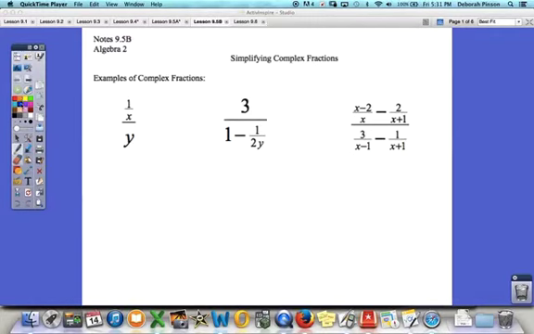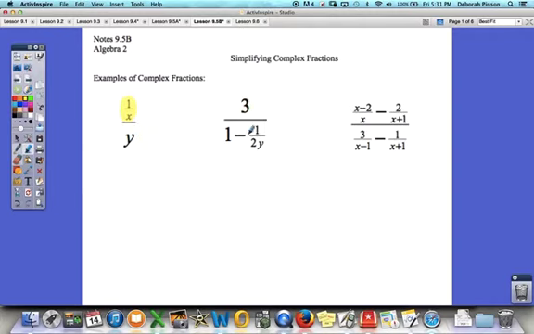Okay, so today in 9.5b, we're going to look at something that's called complex fractions, and basically we'll be simplifying those down. Now, I gave you a few examples here of complex fractions. Here's what they are. A complex fraction is when you've got a little fraction inside of a bigger fraction. So here's a complex fraction.